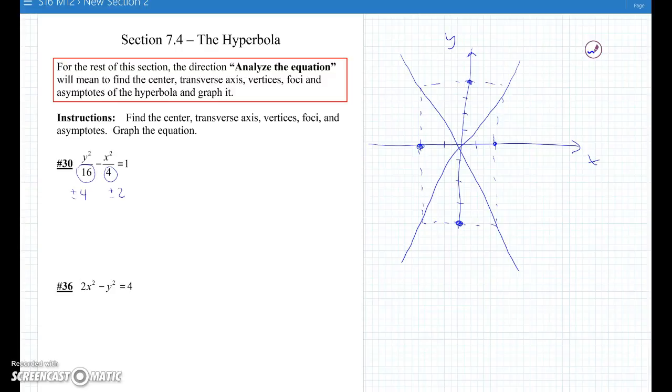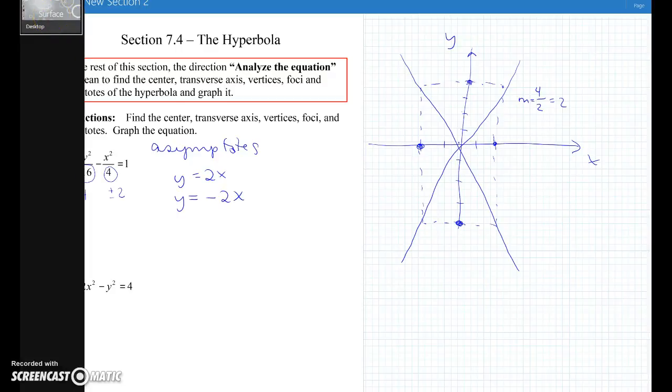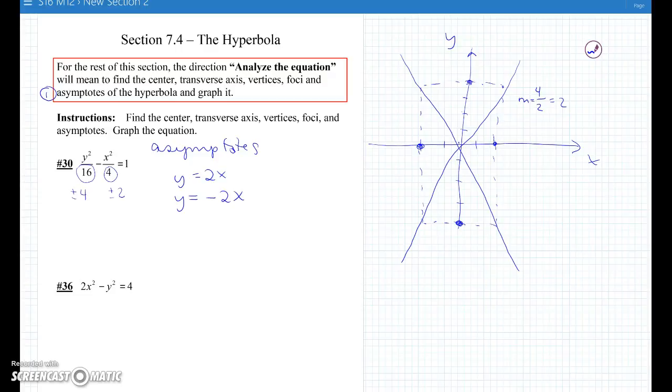So if I look at my picture, I can already see the equation of the asymptotes. So I'm going to do that first. So I find the asymptotes first. So the slope is up 4 over 2. Well, 4 over 2 equals 2, right? So it's y equals 2x and y equals negative 2x. Those are the equations of the asymptotes.